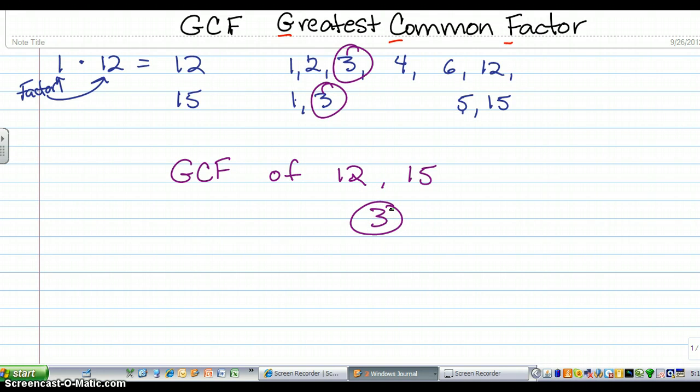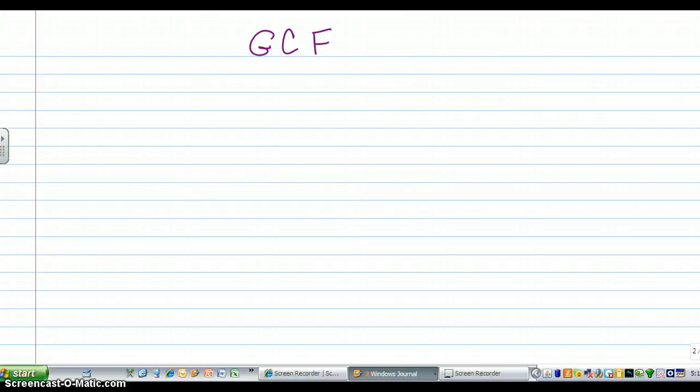Okay, well that looks easy enough. However, it starts to get pretty tricky when you get into larger numbers. So I'm going to show you a little trick to find the greatest common factor a lot faster than factoring out the numbers. And I call it the ladder method.